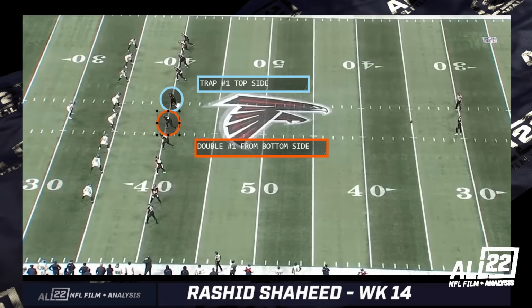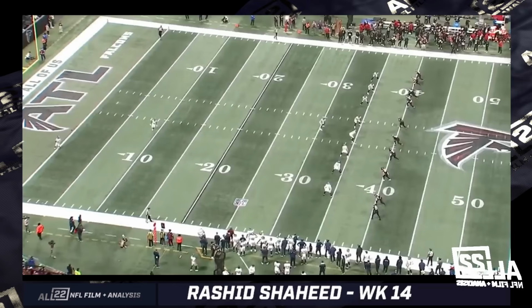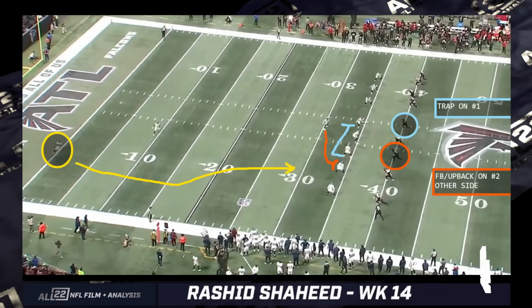Remember the blue numbering system that I had at the top, and then they're going to double number 1 to the bottom. So the way that they get that done, I'm going to fast forward a little bit here for obvious reasons to when Shaheed catches the football. The way that they're going to get that done is they're going to trap number 1 from the other side.